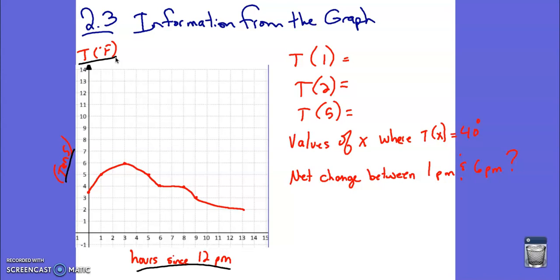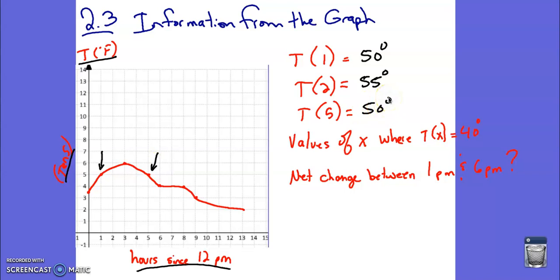40, and so forth. So here I want to know the temperature at hour 1. So at hour 1, notice it happens to be about right here, and that would be 50 degrees. At hour 2, that would be about 55 degrees. Hour 5, that would be right here, back down to 50 degrees.